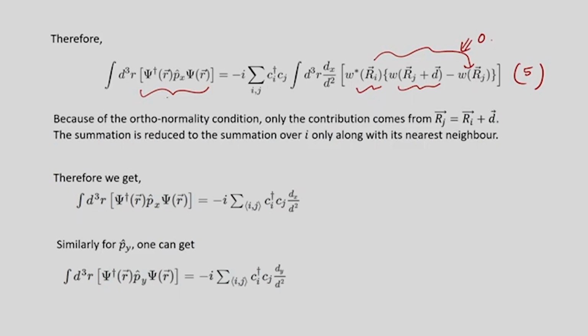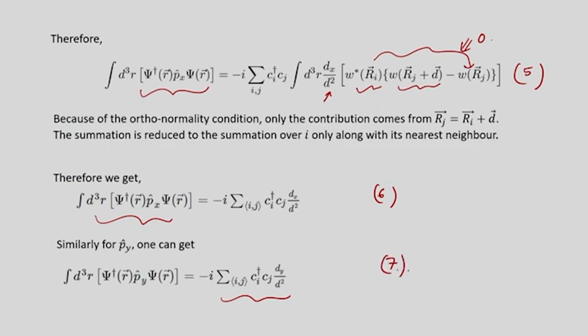So, the left hand side that we have in equation 5 has a form which is nothing but this 6, where this w star ri and w rj plus d will give you 1 because of the normalization, where d connects to the neighboring sites and so on. So, this is a Ci dagger Cj and then the dx by d square, and the volume integral over r goes on to make up for the orthonormality condition. Okay. And similarly for Py, one gets exactly the same.